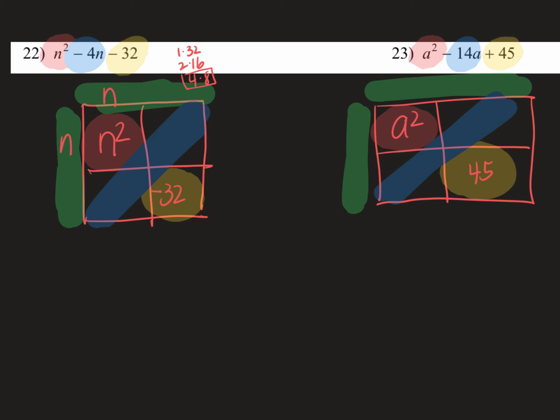N times n is n squared. What times what gives me a squared? A times a gives me a squared.